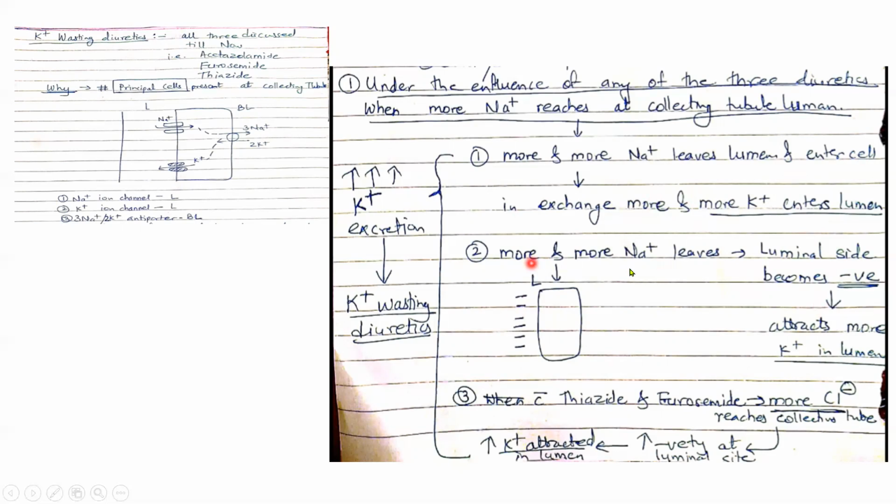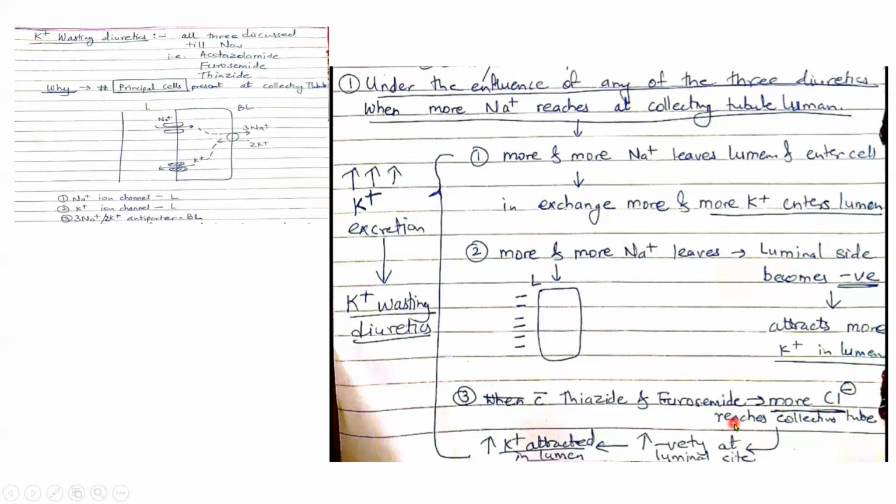Second thing, more and more sodium leaves the lumen. Sodium carries positive charge, so here it will become negative or, more precisely, less positive. Because it is less positive, more and more potassium, because it is again positively charged, is attracted into the lumen. And because of that, again, more and more sodium will be leaving the lumen and excreted out.